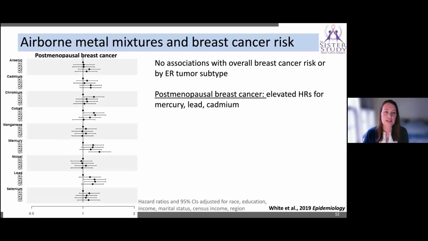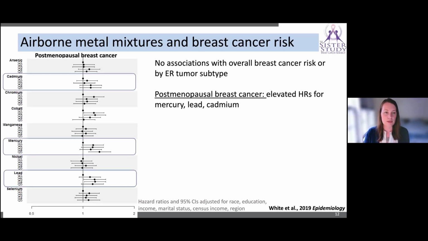So we first looked at these airborne metals individually in relation to breast cancer risk. And we didn't see evidence of associations with overall breast cancer or by ER tumor subtype. But we did see suggested evidence of a higher risk for certain metals in relation to postmenopausal breast cancer. This graph shows hazard ratios and 95% confidence intervals. We saw that women who lived in areas of higher exposure to cadmium, mercury, and lead had suggestively higher risk of postmenopausal breast cancer.